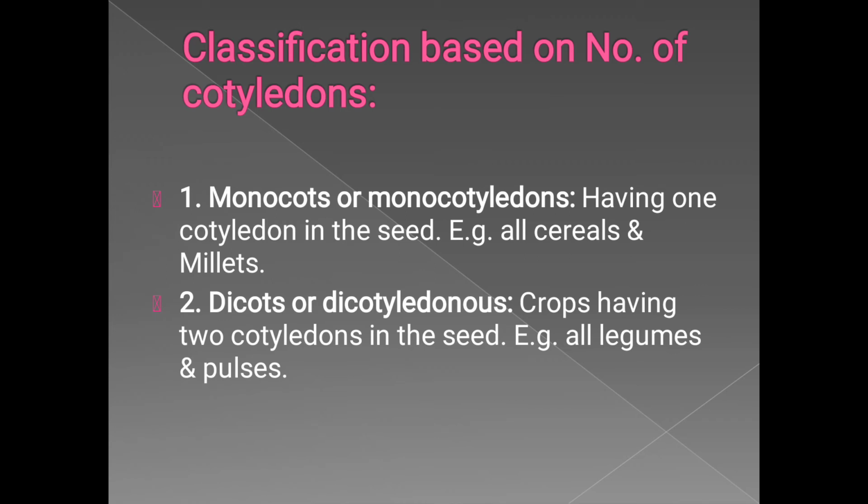Then classification based on the number of cotyledons. They are classified into two types, monocots or dicots. Monocots are monocotyledons, having one cotyledon in the seed, and their examples are cereals or millets. The second one is the dicots or dicotyledons, which have two cotyledons in the seeds, and their examples are all legumes or pulses.